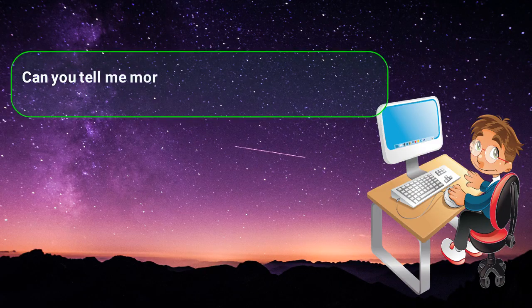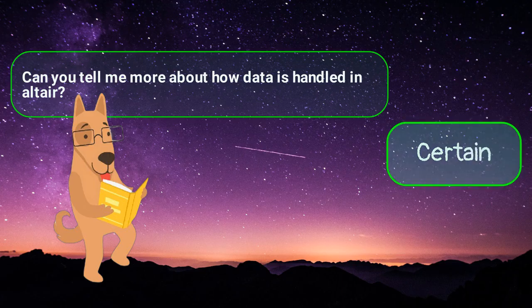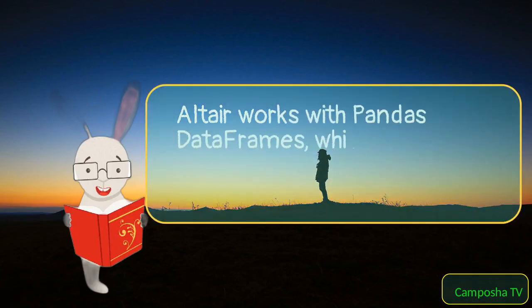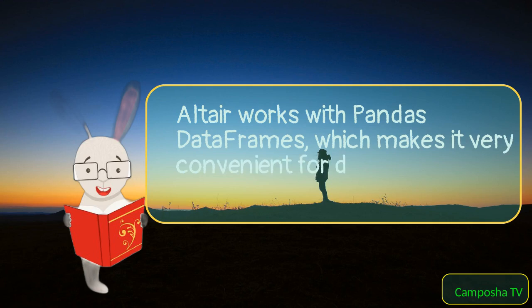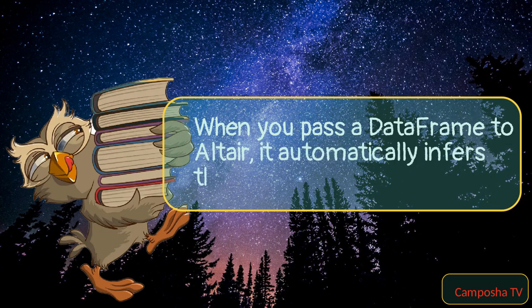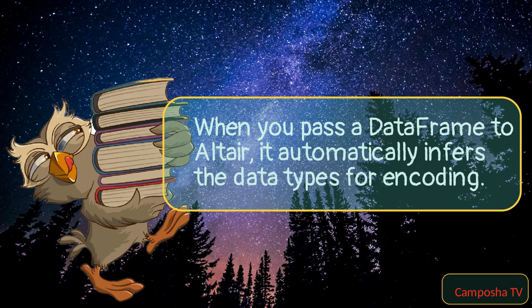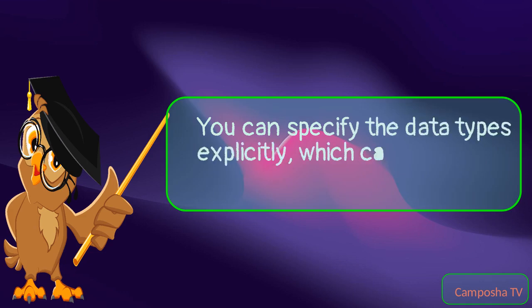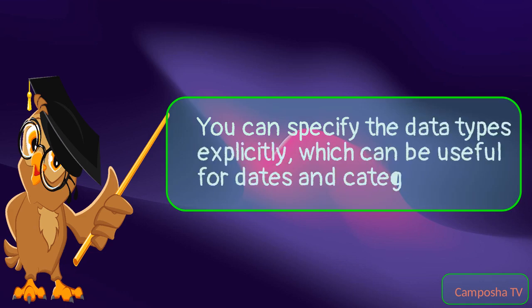Can you tell me more about how data is handled in Altair? Certainly. Altair works with pandas data frames, which makes it very convenient for data manipulation. When you pass a data frame to Altair, it automatically infers the data types for encoding. You can specify the data types explicitly, which can be useful for dates and categorical data.